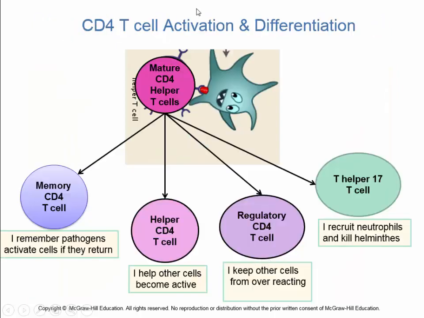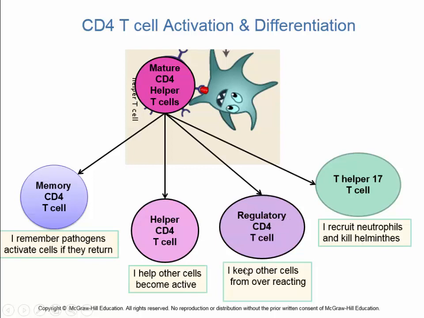CD4 T cells, after being activated, will then differentiate into distinct helper T cell types. In some cases, helper T cells will differentiate into memory cells so that the pathogen, if it were to return later, it can remember it and immediately secrete cytokines. Other helper T cells will act at that point and become an activated helper T cell that will secrete cytokines to the immune cells within the site of infection.